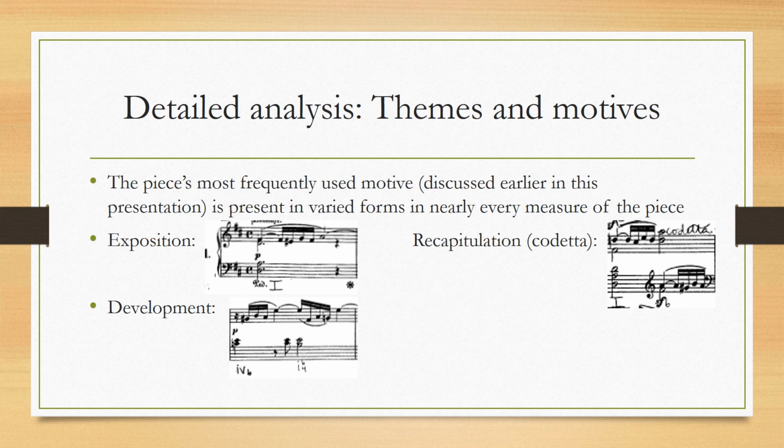Okay, so a little bit more about the themes and motives in this piece. Again, the most frequently used motive is that 16th note figure, and it's presented in various formats in nearly every single measure of this piece. It is pretty much omnipresent. So we hear it in the exposition, of course. In the development, we get it in fragmentation, we get it in pieces of the core, and it's also, of course, in the recapitulation because it's analogous to the exposition. And I've used an example here from the codetta just to show that it's not only in the beginning of the recapitulation but also all the way through to the end.